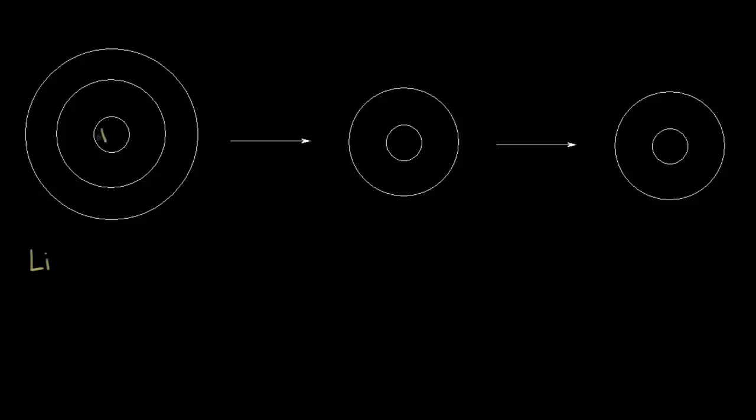there are 3 protons in the nucleus. And in a neutral atom of lithium, the number of electrons equals the number of protons, and so we know there are 3 electrons in lithium here. The electron configuration is 1s2, 2s1.